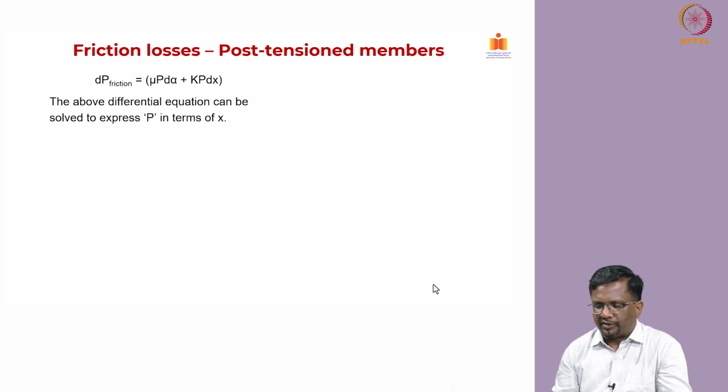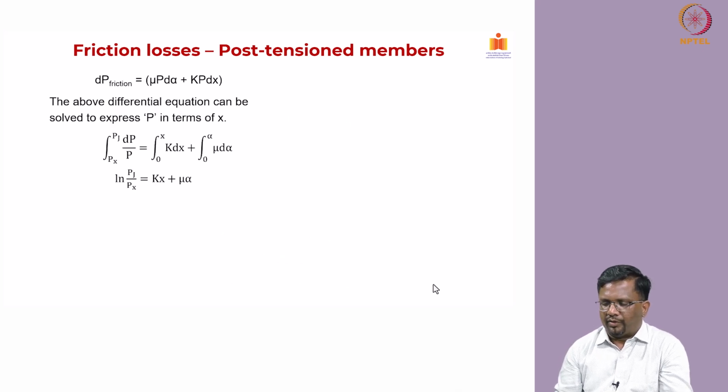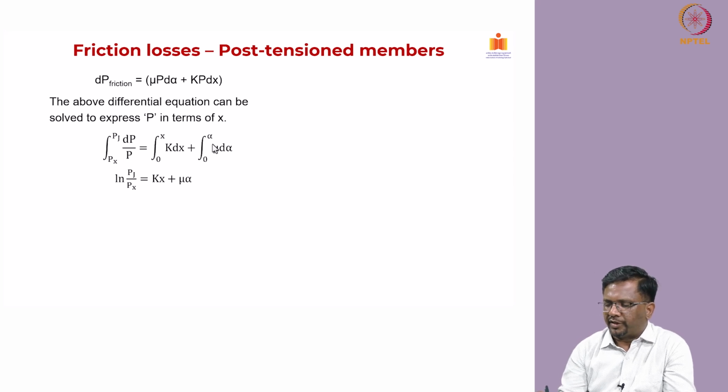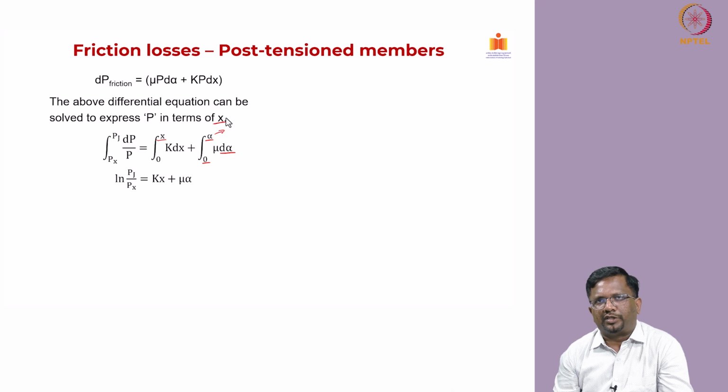So, this is a simple differential equation. If I bring the P down, then we can express this differential equation in this form: dP by P is equal to K dx plus mu d alpha. Now, you see here alpha varies from 0 to alpha, where the total curvature change can be expressed in radians, and x is the distance at which we are calculating. Alpha is how much the curvature angle has changed over a distance of x.